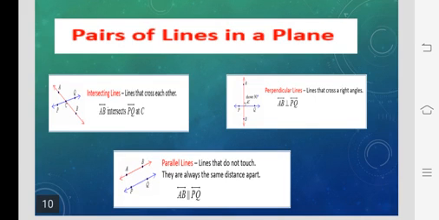Perpendicular lines, lines that cross at right angles. Here you can say line AB is perpendicular to PQ. This is the symbol of perpendicular.